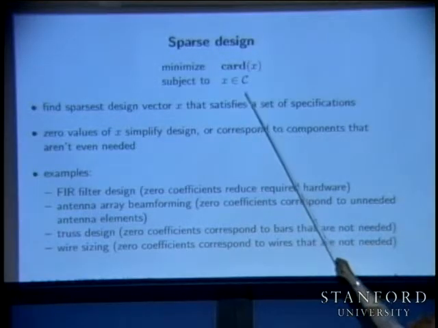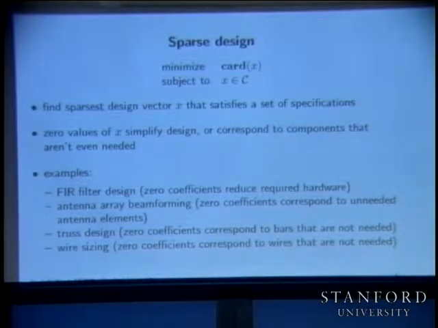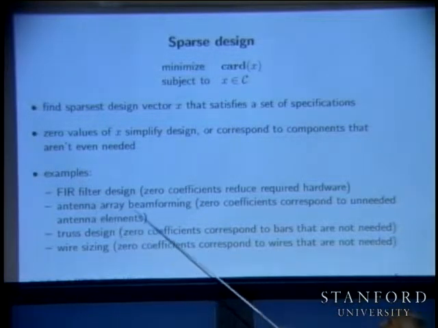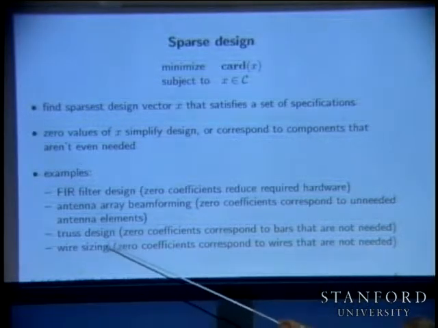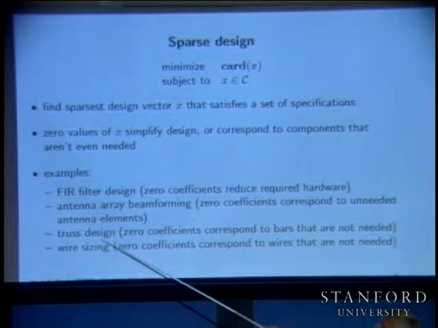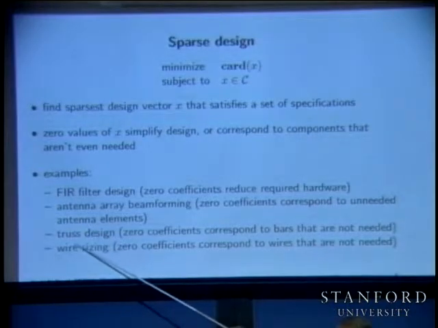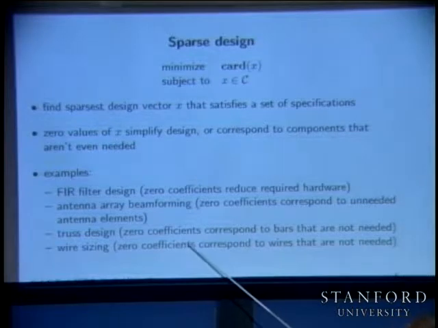This is the set of vectors that satisfy a bunch of specifications, and you want the sparsest design. And so you can have FIR filters. Like I said, one of the first applications of this was antenna array beamforming. And here the zero coefficients correspond to unneeded antenna elements. So truss design is another one that's actually very wide. This now has huge commercial impact. There's a whole industry that does this kind of stuff, and it's not just trusses, but all sorts of mechanical stuff. And here, zero coefficients correspond to bars that are not needed. Wire sizing, I already mentioned that.